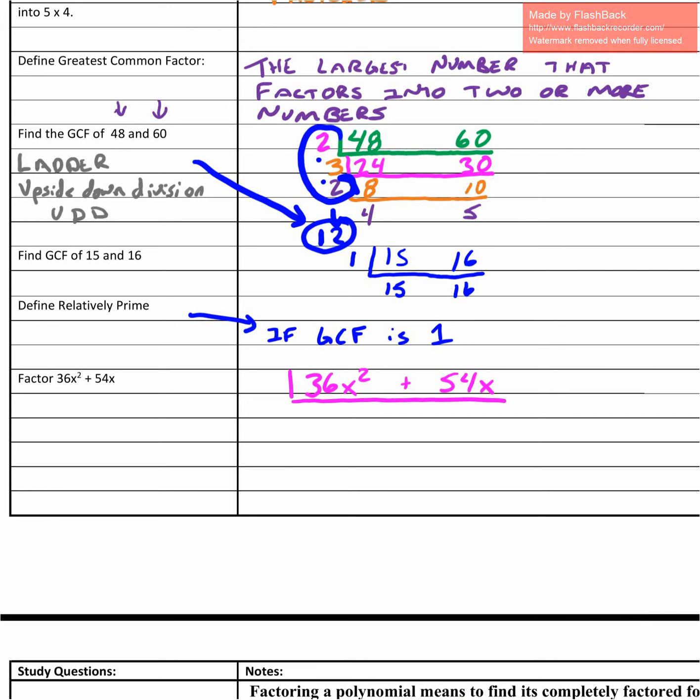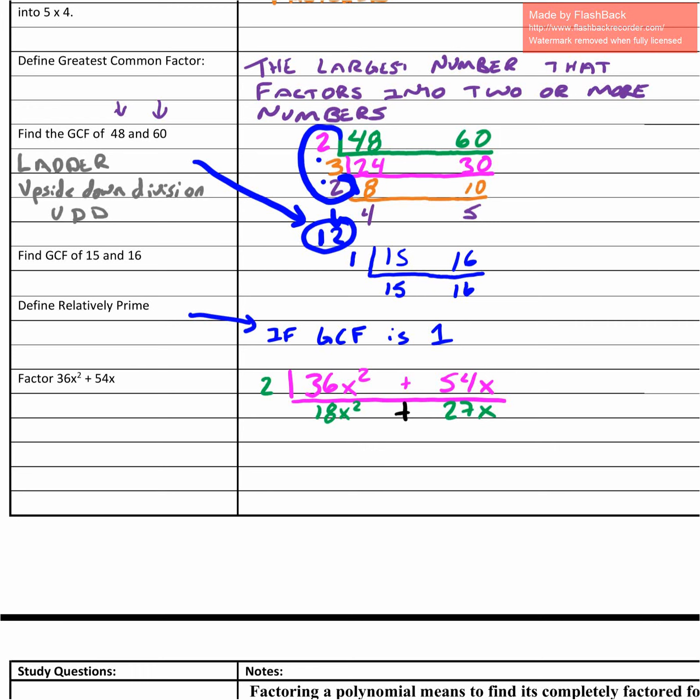And so in this example, we're just going to focus on the numbers first, like what we did up here. All right. So when I look at 36 and 54, both of those numbers are even. So I'm actually going to go ahead and take out a 2. So 36 divided by 2 is going to give me 18. And 54 divided by 2 is going to give me 27. If you notice, I left my variable, my exponent the same. I'm also going to carry this plus sign straight down.